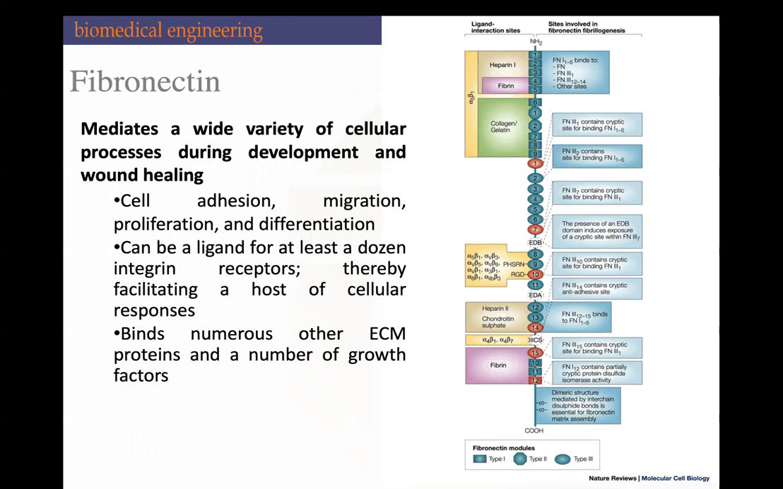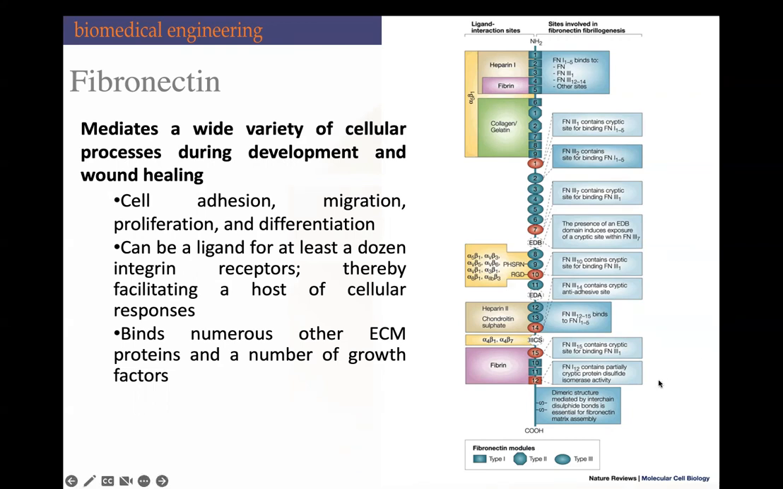There's a collagen binding region. And then there's this really unique region that can bind to a wide variety of different integrins. We're going to talk more about what integrins are on the next slide, but we've already described them as receptors for the ECM. And so fibronectin is uniquely able to bind to far more than any other connective tissue ECM protein.